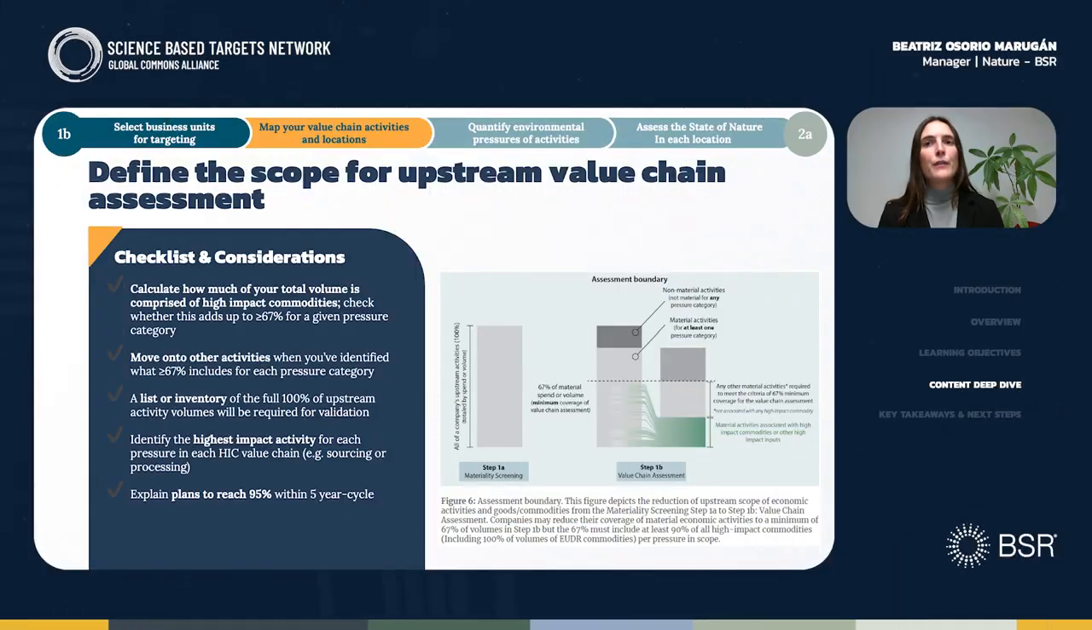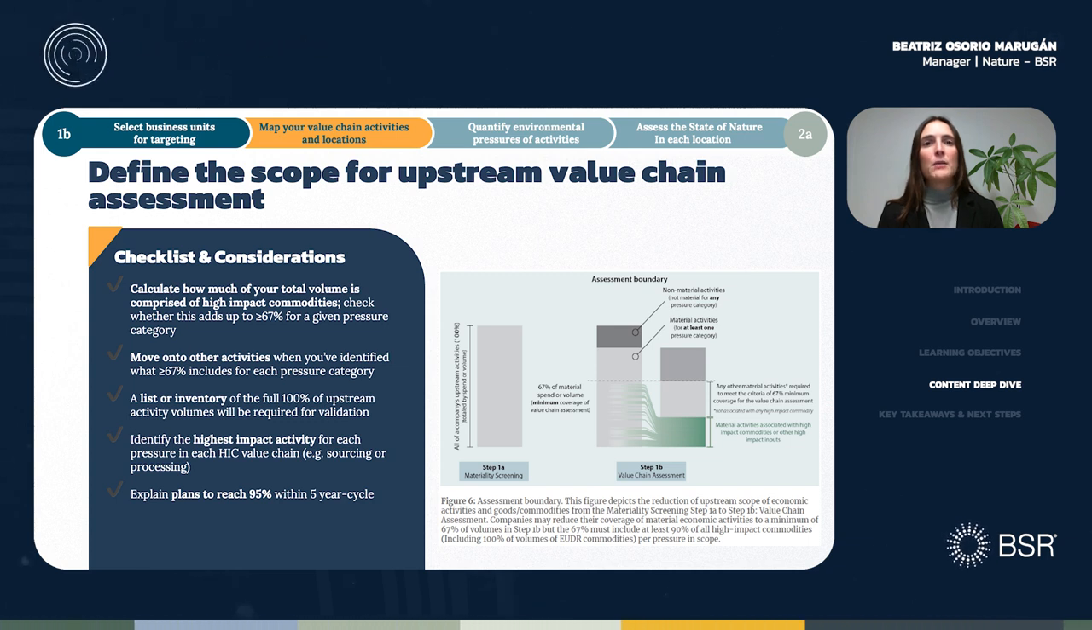In most cases, it's expected that this will be the primary production, so for example, agriculture, fishing, or mining. But in some sectors, and particularly looking at pressures related to the pollution category, it's possible that impacts are concentrated in other value chain stages, such as industrial processing.